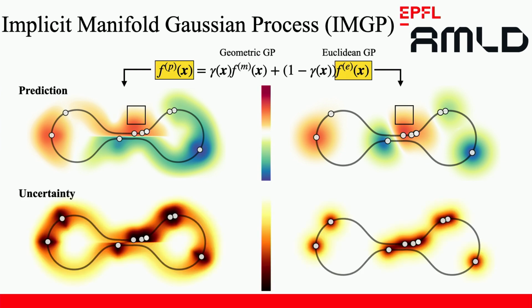In the same way, for the uncertainty quantification, in the central part where the manifold geometry matters, our model corrects the overconfident behavior of the Euclidean model, and again, away from the manifold, the posterior standard deviation converges to the Euclidean one.